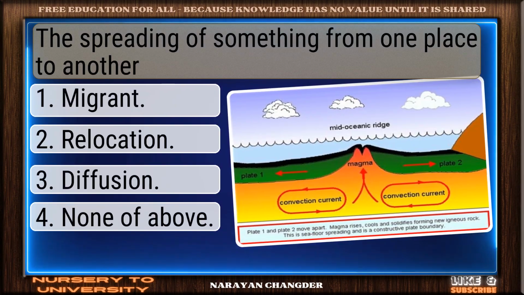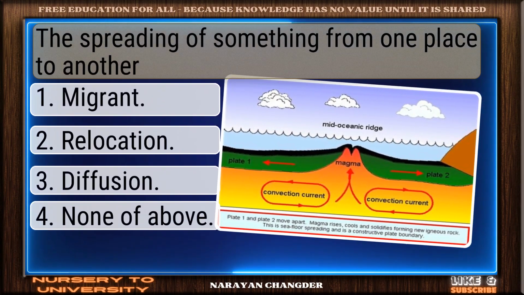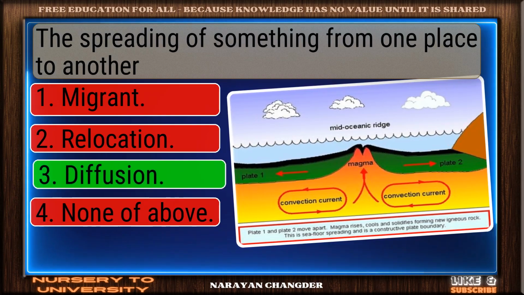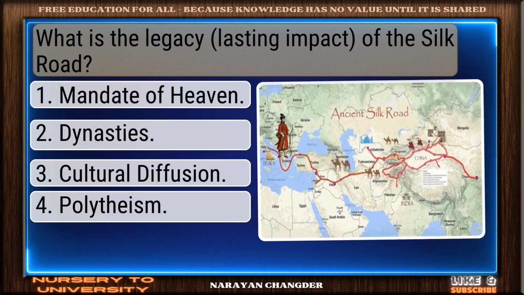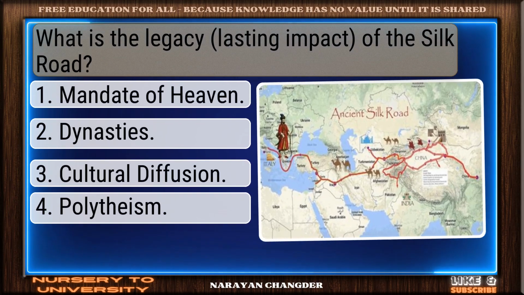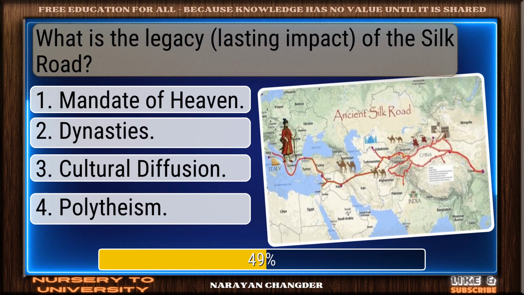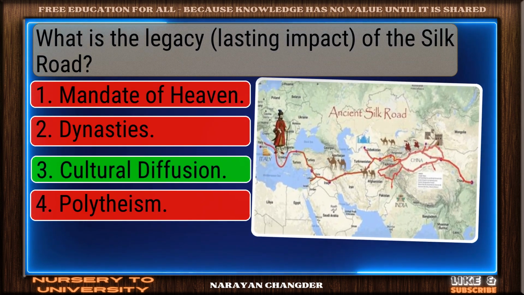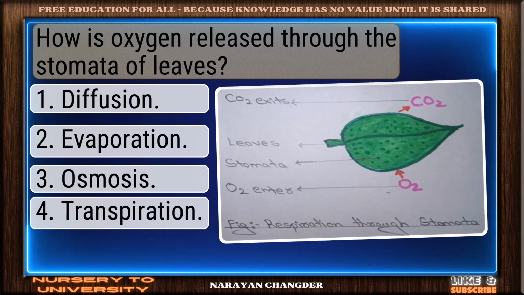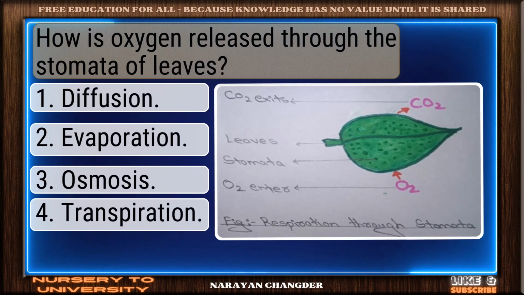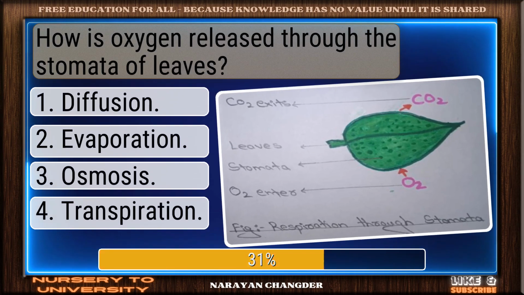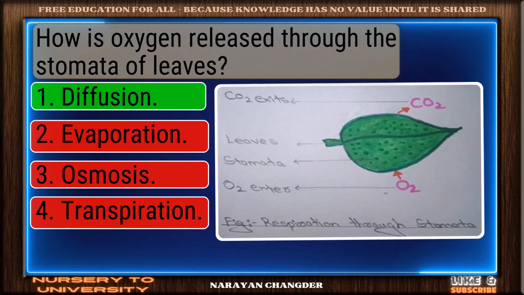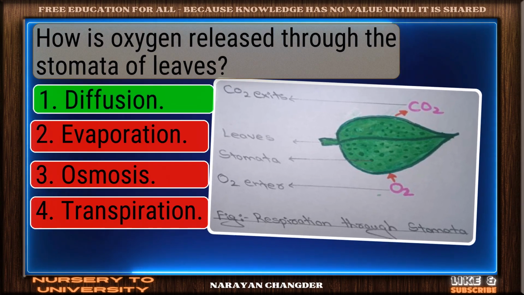The spreading of something from one place to another. Right again. Diffusion is a valid answer. What is the legacy of the Silk Road? You chose cultural diffusion, and it is correct. How is oxygen released through the stomata of leaves? Excellent choice. Diffusion is the right answer.